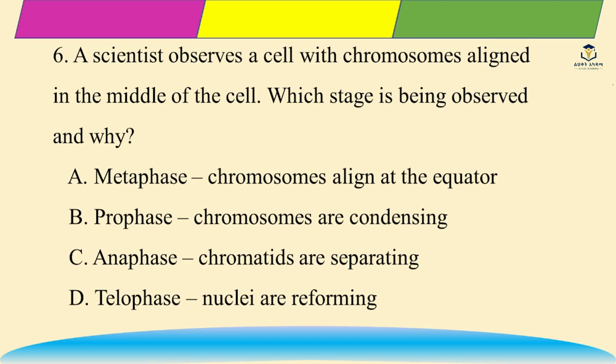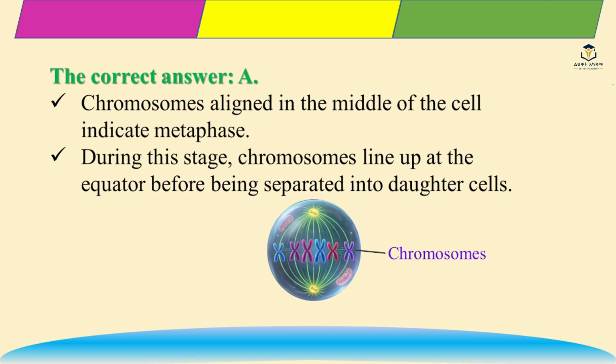Question 6. A scientist observes a cell with chromosomes aligned in the middle of the cell. Which stage is being observed and why? A. Metaphase. Chromosomes align at the equator. B. Prophase. Chromosomes are condensing. C. Anaphase. Chromatids are separating. D. Telophase. Nuclei are reforming. The correct answer is Metaphase. Chromosomes align at the equator. The key clue is that the chromosomes are arranged in the middle of the cell. That is the defining feature of metaphase.